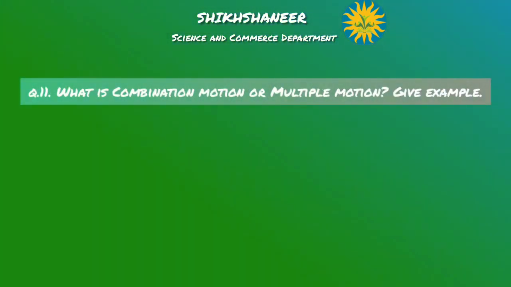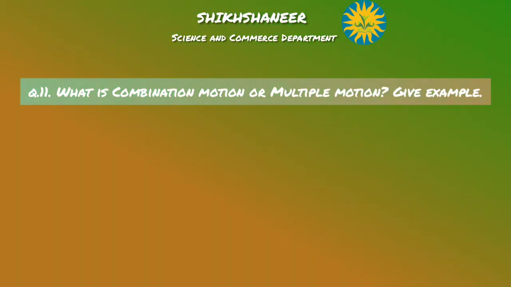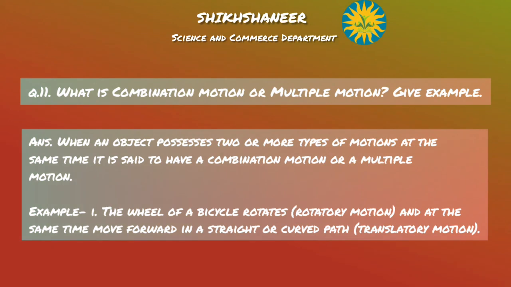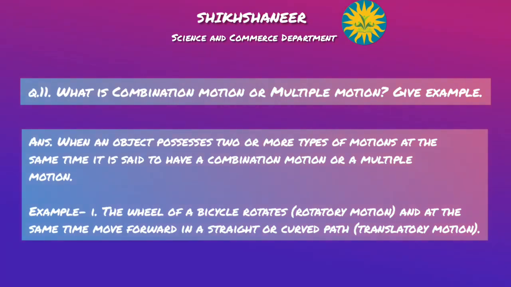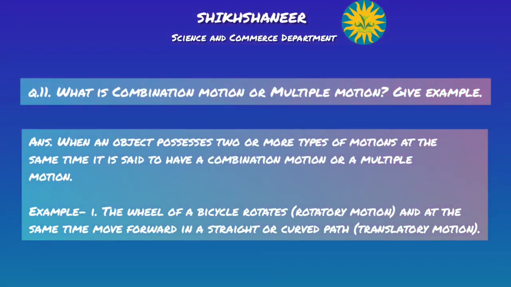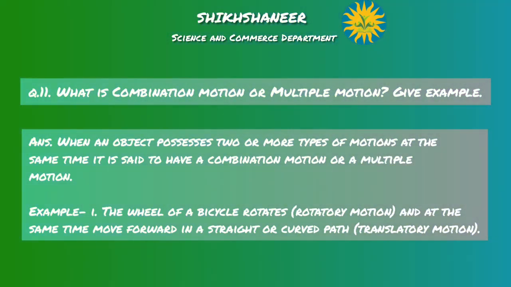What is combination motion or multiple motion? Give example. When an object possesses two or more types of motion at the same time, it is said to have combination motion or multiple motion. For example, the wheel of a bicycle rotates, that is the rotatory motion, and at the same time it moves forward in a straight or curved path, that is the translatory motion.